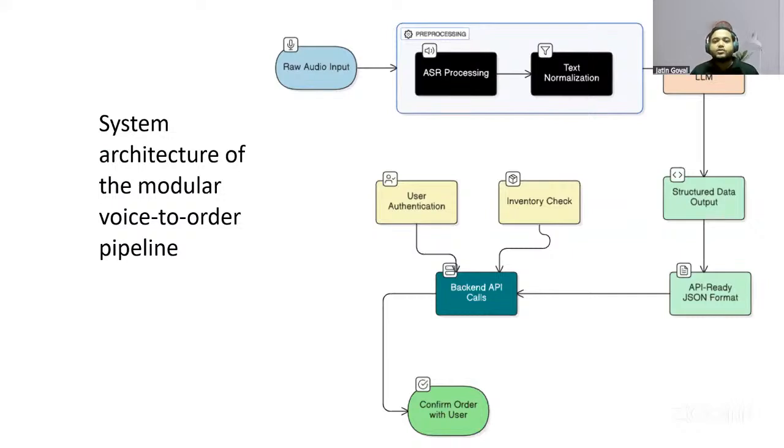This slide shows the full system architecture. The pipeline starts with the raw user speech, which is processed by automatic speech recognition models such as Whisper. The transcript then goes through a text normalization stage where numbers, contractions, and formatting are standardized. This normalized text is passed to the LoRA-tuned Gemma 3 1B model, which performs semantic parsing and generates a structured JSON output. This JSON acts as a clean contract between the language understanding module and backend business logic. The backend can then perform inventory check, authenticate the user, and confirm the order. This modular design keeps the system clean, scalable, and easy to integrate into existing e-commerce platforms.